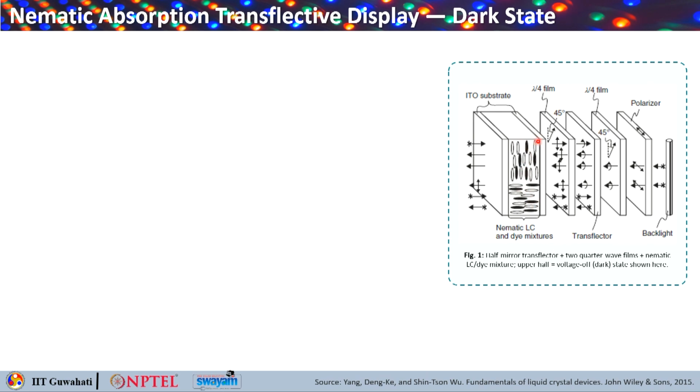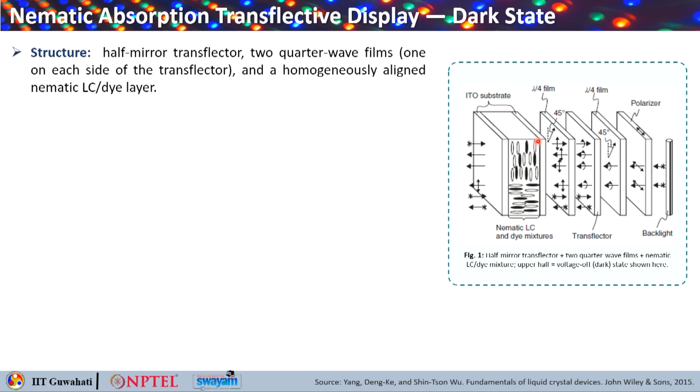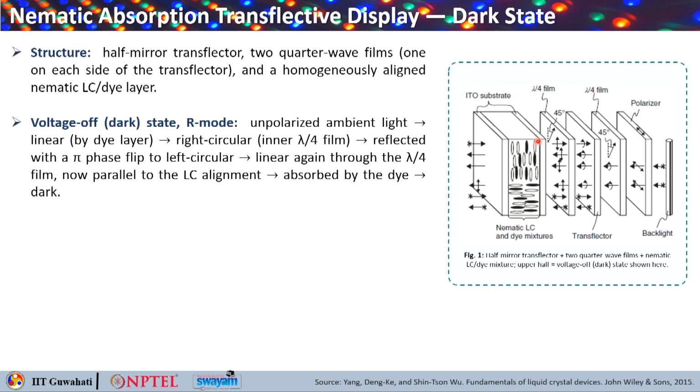Okay, so you can see it is basically the guest host principle that we have discussed in the previous slide. Now how it works in the voltage off state, that is in the dark state. Let us talk about the reflection mode first in detail. So let us start with unpolarized ambient light entering from the front. This is the front of the display.